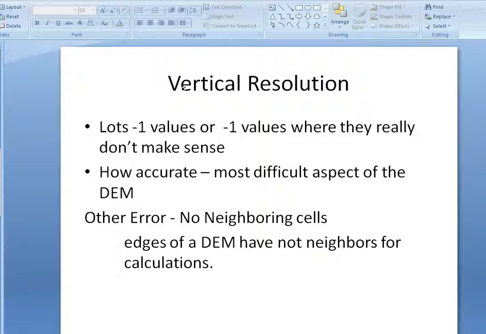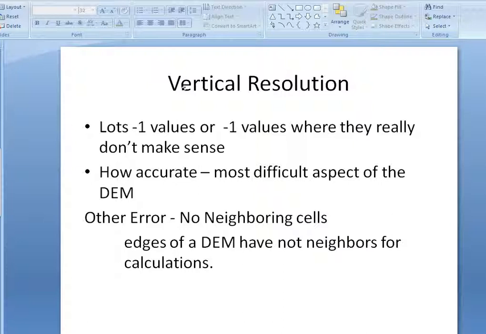So if you have big jumps in your resolution, if you move from, let's say, 10 feet in elevation to 100 feet in elevation, even if your grid cells are very small, you still have a pretty poor vertical resolution. But if you move from 2 feet to 4 feet to 6 feet, that has a much higher vertical resolution.